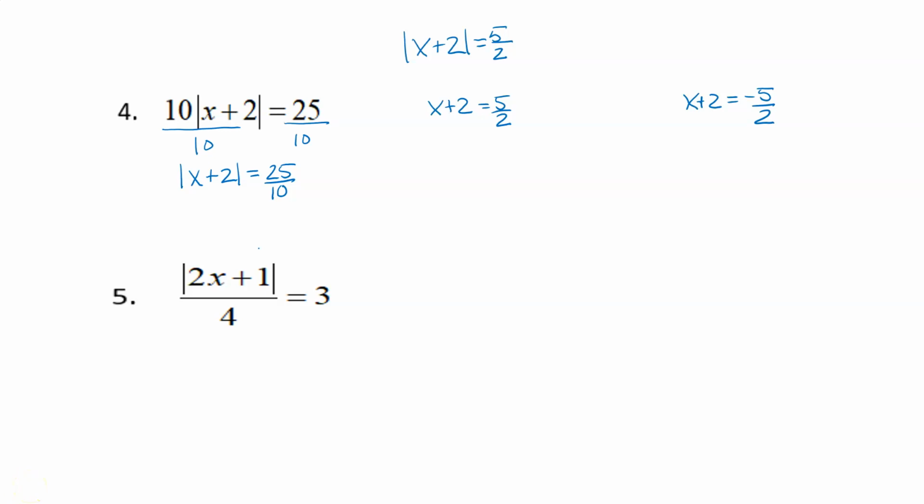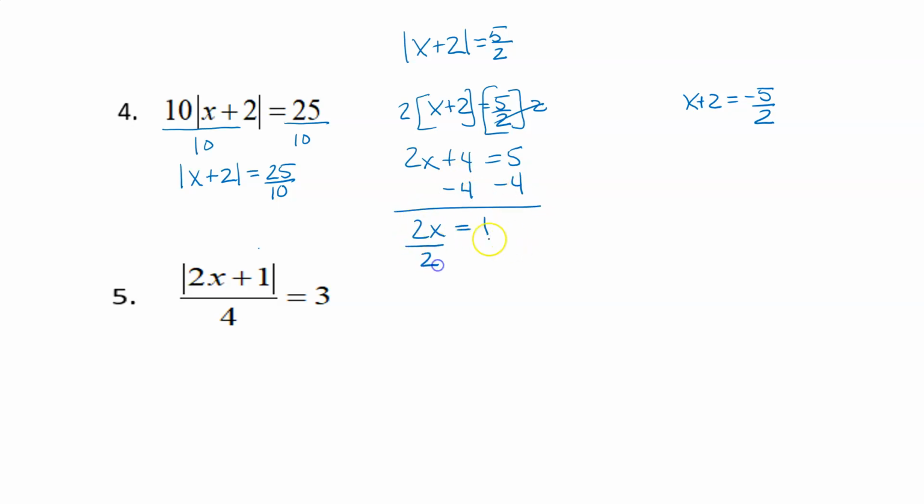All right, you don't have to do it this way, but I am a big fan of clearing the fractions. I'm going to clear the fractions out of here by multiplying by the denominator. So I have 2 times x is 2x, 2 times 2 is 4. Then I'm going to clear that out and solve. So I'm going to subtract 4. I have 2x equals 1, and I'm going to divide by 2. X is 1/2. If you want to just deal with decimals, you can do that, but your answer should be fractional.